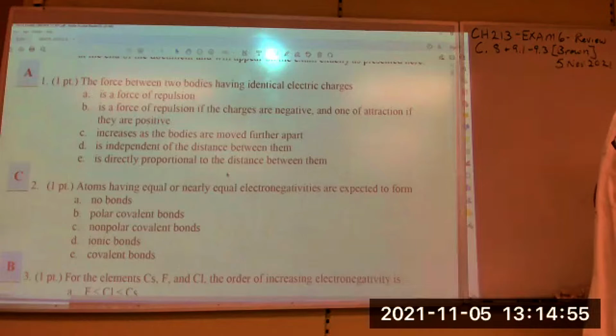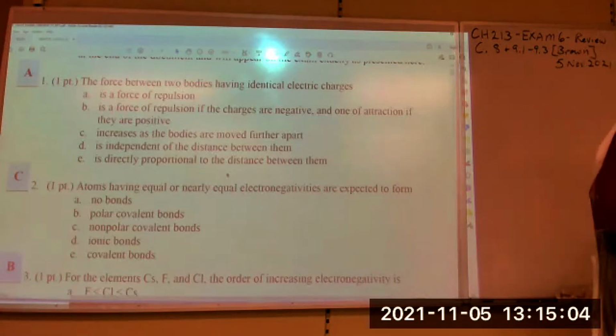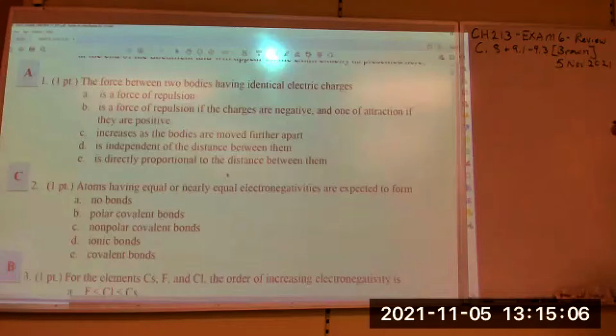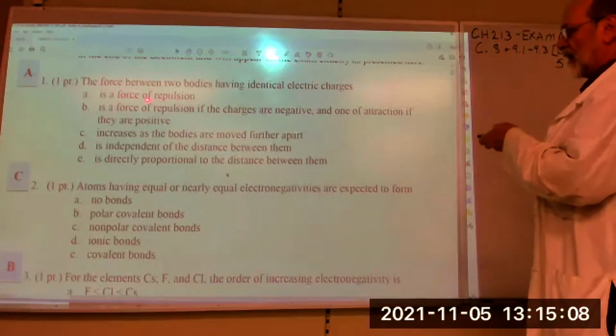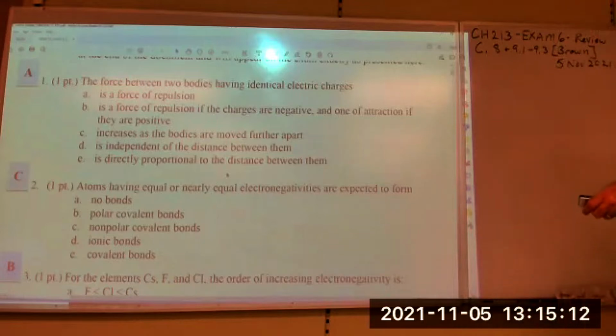Directly proportional to the distance between them. No. The further away they get, the weaker. It's indirect proportion. Right? So that was wrong. Okay, so A is the right answer. And I'm trying not to look at the answer. It's just there for confirmation.